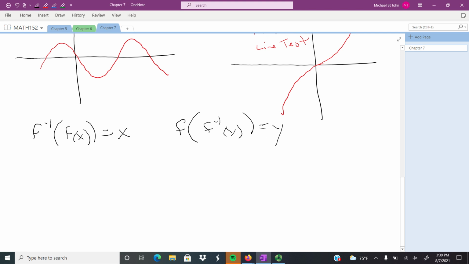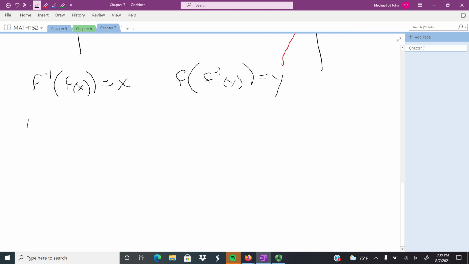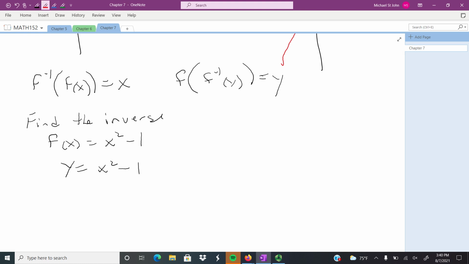So let's look at a question. Find the inverse. f of x equals x squared minus 1, which is the same thing as y equals x squared minus 1, which means when I write the inverse, x is going to equal y squared minus 1. We bring the 1 over, so x plus 1 equals y squared. And then we take our square root.